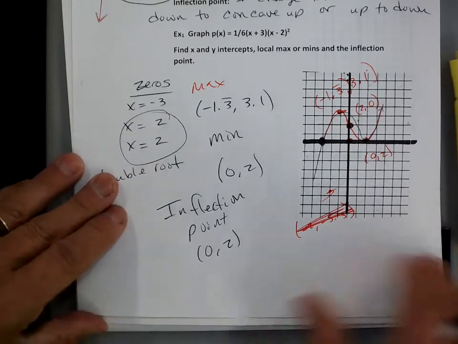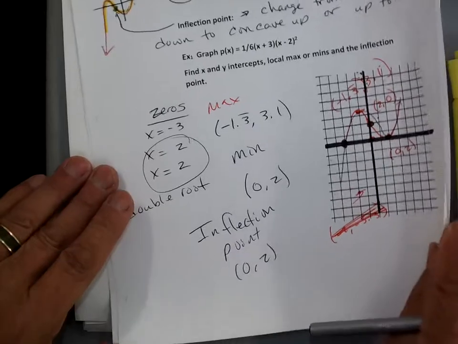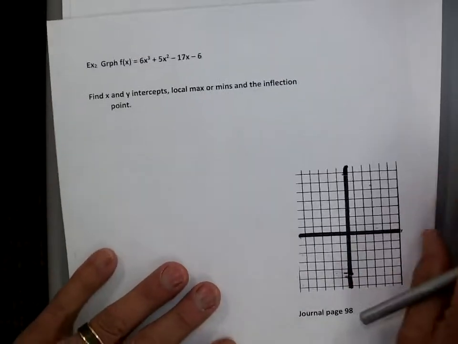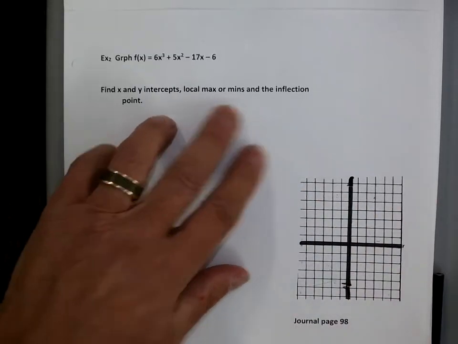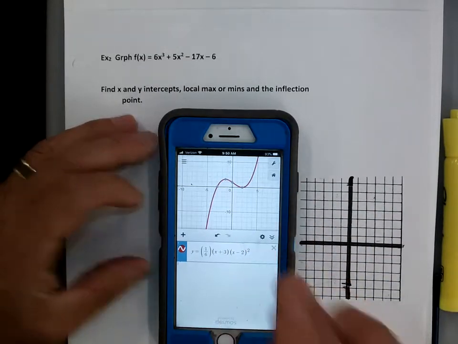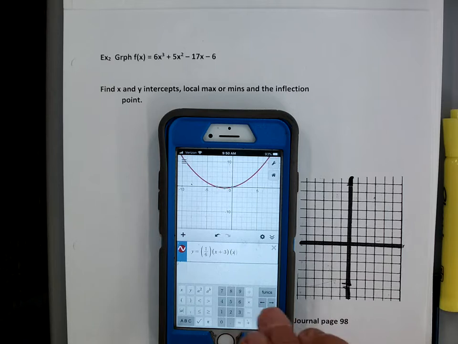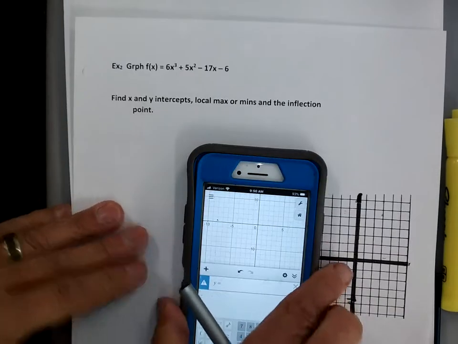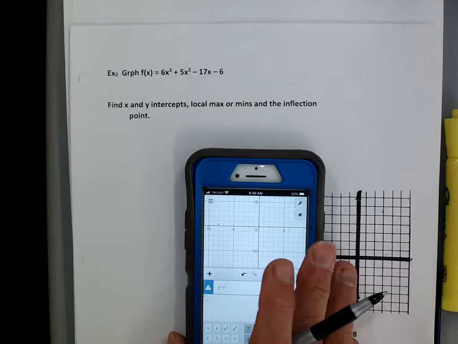Okay, so all right, that's not so bad. Okay, now let's take a look at this one. Same thing. Let's find the x, y intercepts, local max, local min, and an inflection point. Let's just let the calculator do it. Now I don't know what the zeros are. I would have to graph it to get my zeros or factor it. Doesn't look like it's going to factor. That does not look like it's going to factor at all. So let's go through and just put in my calculator.